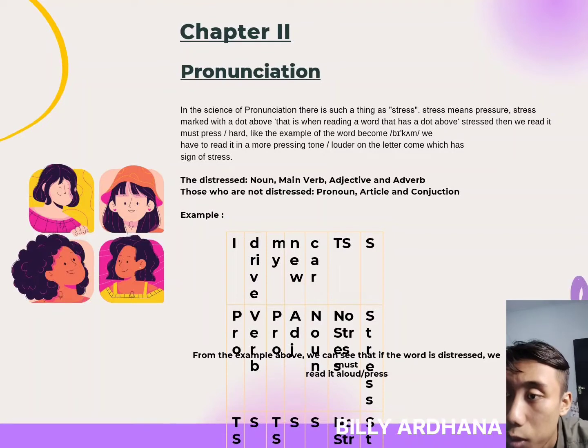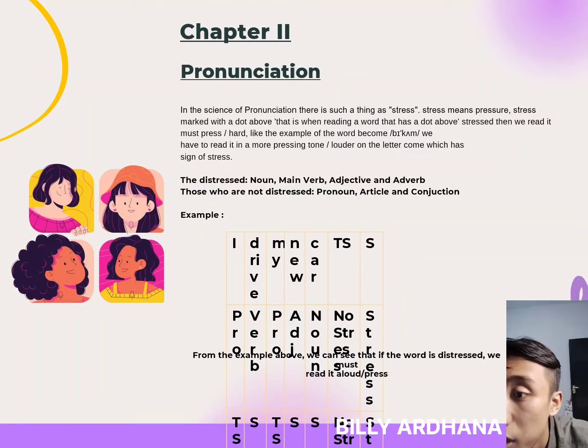For chapter 2, pronunciation. In the sign of pronunciation there is such a thing as stress. Stress means pressure. Stress is marked with a dot above, that is, when reading a word that has a stress mark above it, we must press or read it hard, like this example of the word "become": we have to read it in a more pressing tone, or louder, on the letter "come", which has the sign of stress.